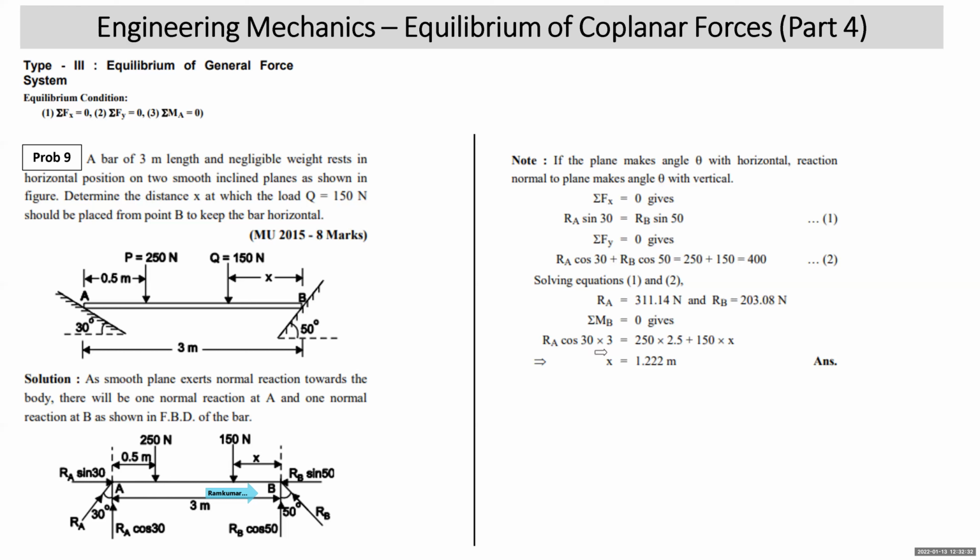This is what we have written. Substitute the value of RA, that is 311.4 Newton, into it, and you get the value of X as 1.22 meter. In fact, he asked the value of X, but we have found the value of RA as well as RB. Doesn't matter. Indirectly he was asking the value of X, but we got RA and RB as well.